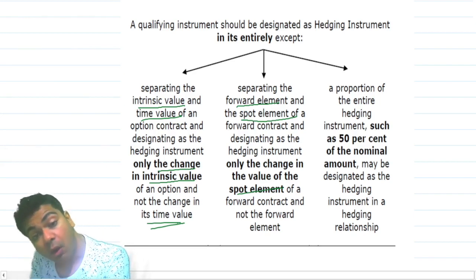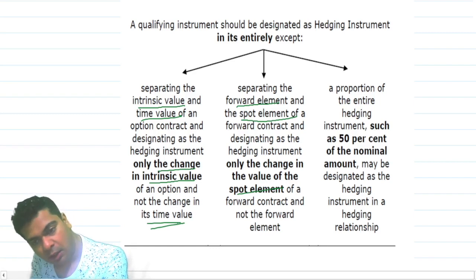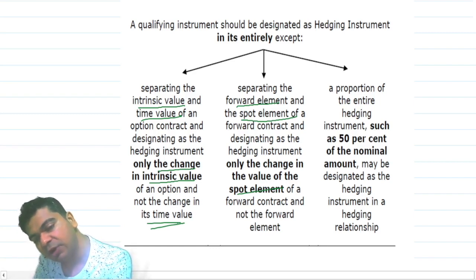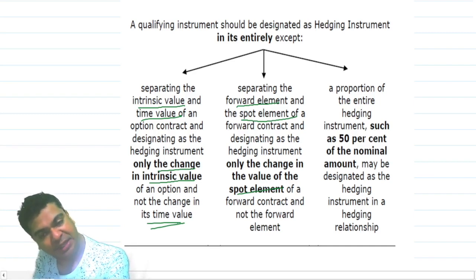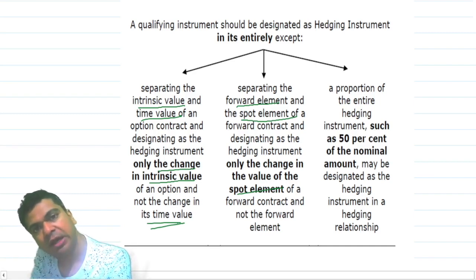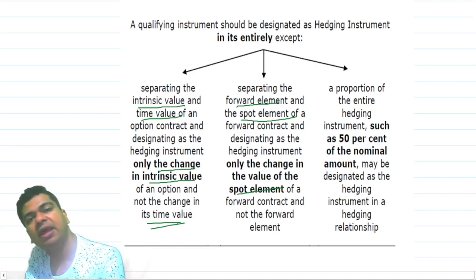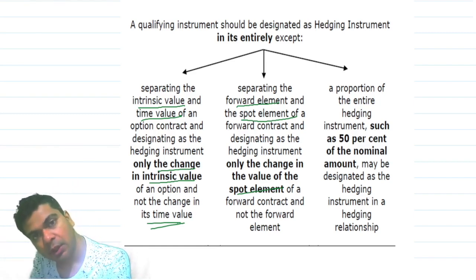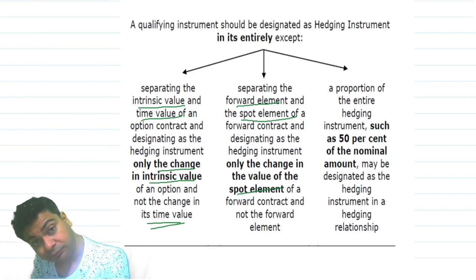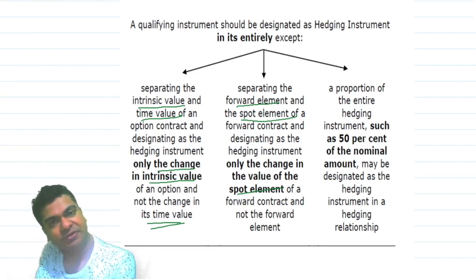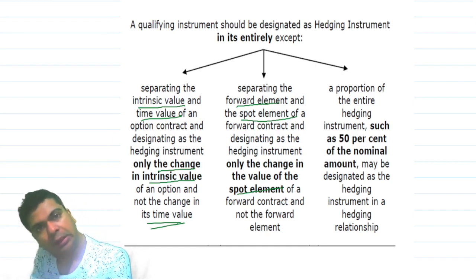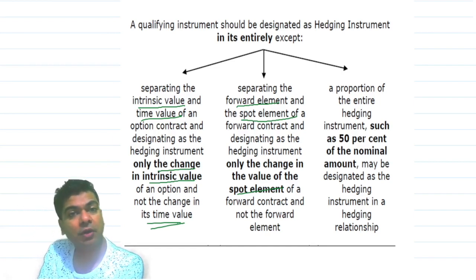Fine. Or the final possibility, a proportion of the entire hedging instrument, such as 50% of the nominal amount, may be designated as the hedging instrument in a hedging relationship. So you may even decide a certain proportion will be the hedging instrument. I have invested in, let us say, 1,000 shares of some company, but I have written options only for 500 shares. Understand? I have written an options contract for 500 shares.